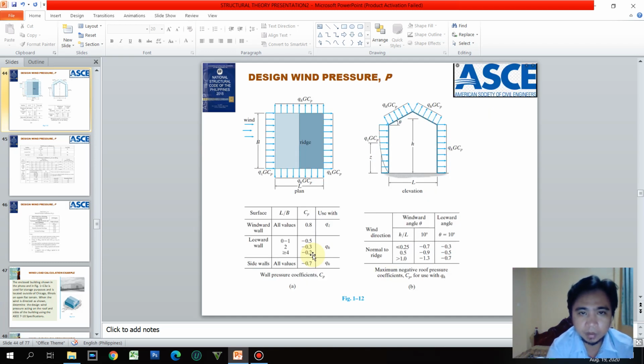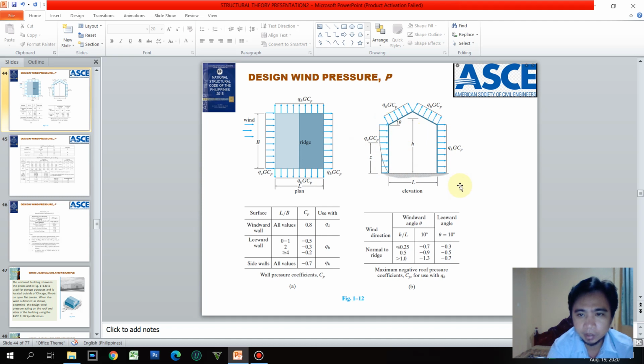Okay, so design pressure P. Here we have the layout. As we can see here, this is the top view. If we have a ridge here, this is the top view. If this is the direction of the wind, this side is what we call the windward, and the other side is what we call the leeward.